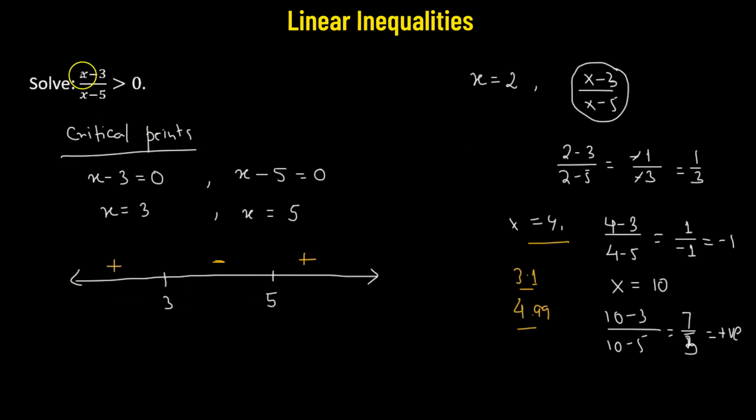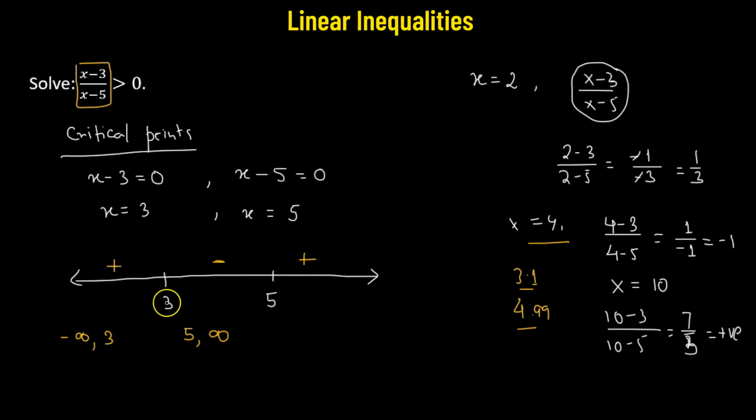Now coming to our inequality. Here we have x minus 3 divided by x minus 5, and the value of this rational fraction is greater than 0. That means it has to be positive. So if we look at the number line, for values lying between negative infinity and 3, and for values lying between 5 and infinity, we have positive values because it's greater than 0. That's the only interval that we're interested in.